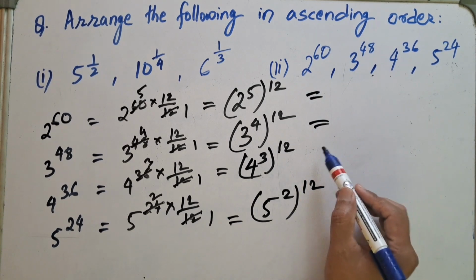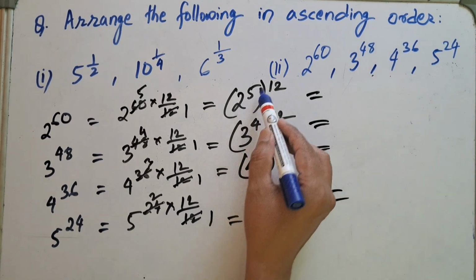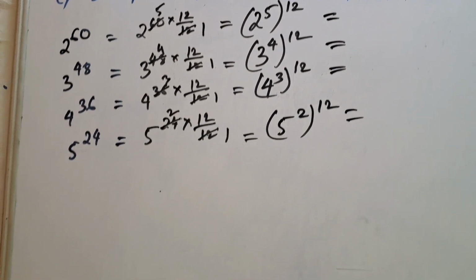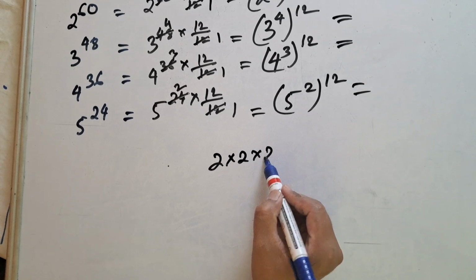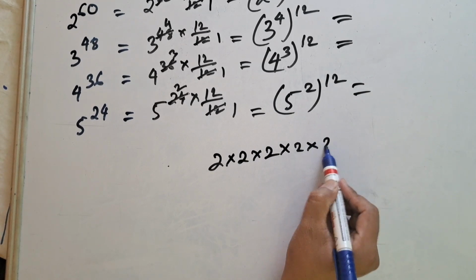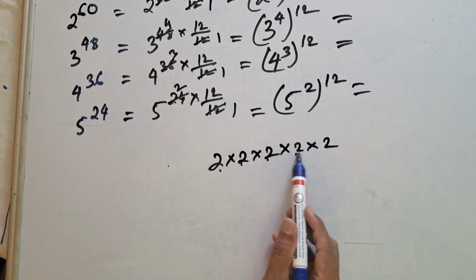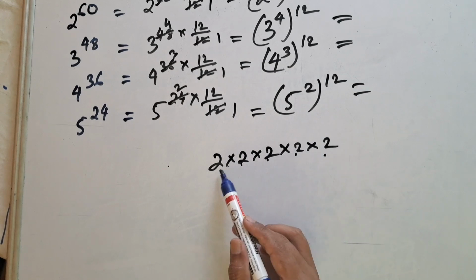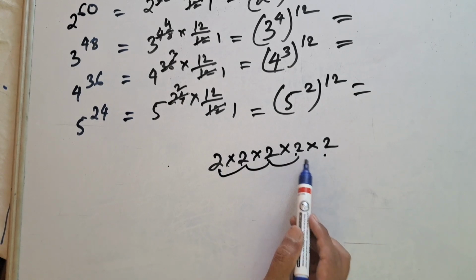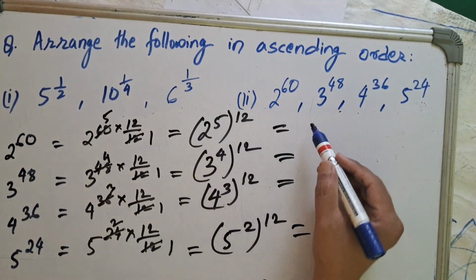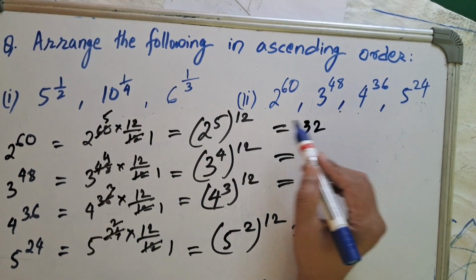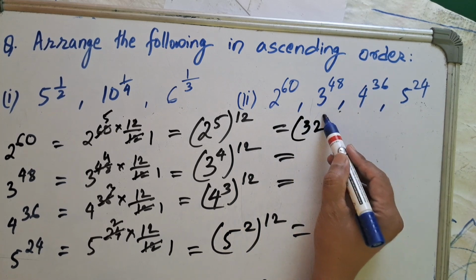Now let's find the values of 2 to the power 5. 2 to the power 5 is 32, so 2 into 2 into 2 into 2 into 2. So 2 to the 4, 4 to the 8, 8 to the 16, 16 to the 32. So 2 to the power 5 means 32 whole to the power 12.